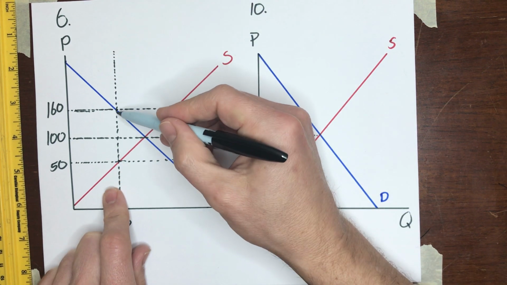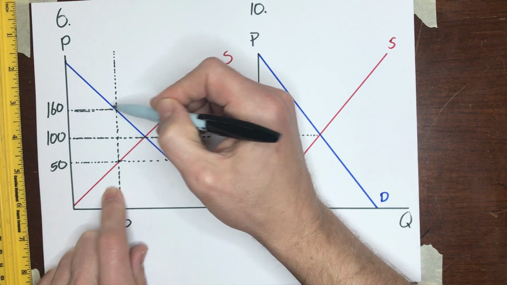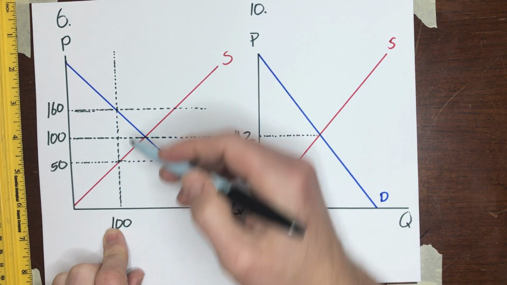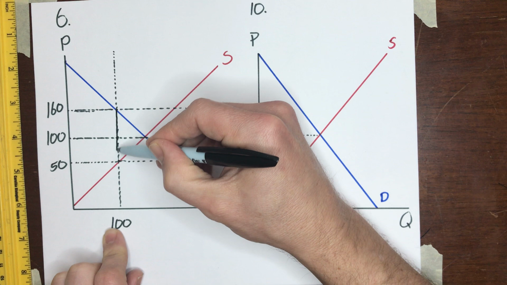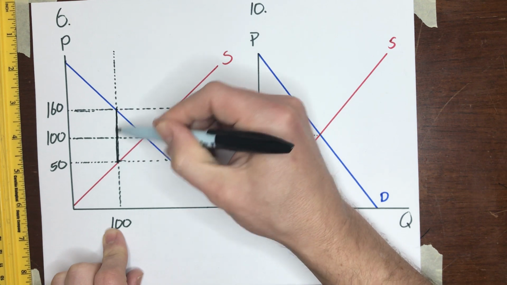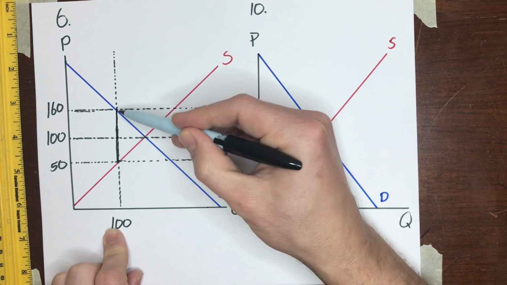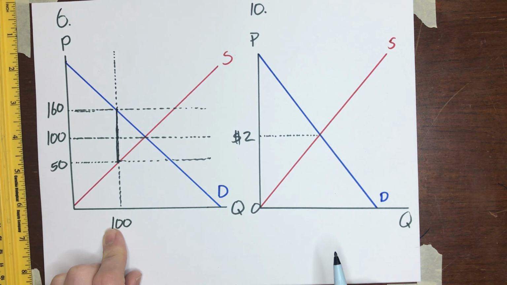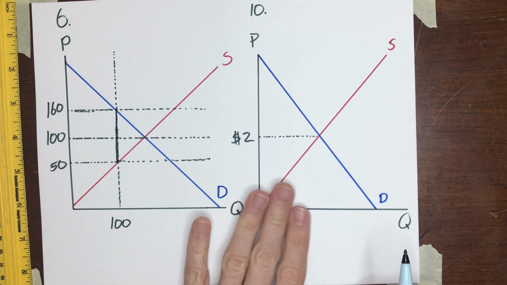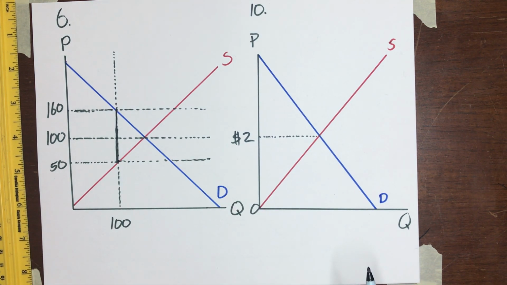Okay? And so you could definitely find a willing buyer and a willing seller as long as the price falls somewhere along this line segment right here, somewhere within the range of $50 and $160. Okay? That brings us to problem 10.